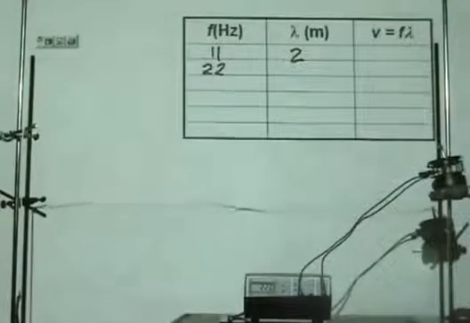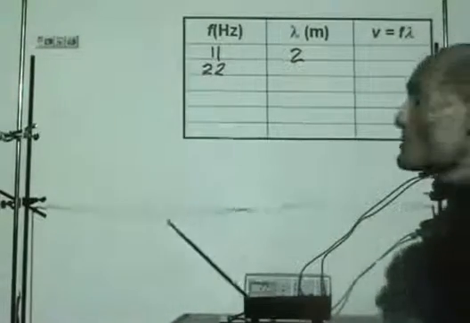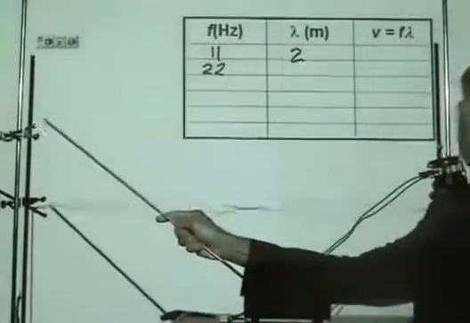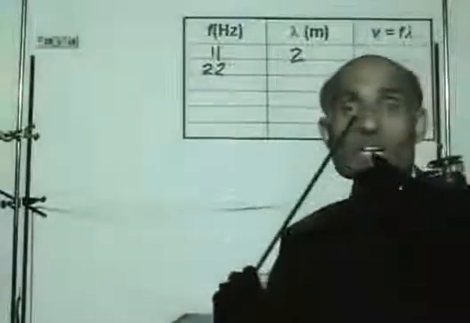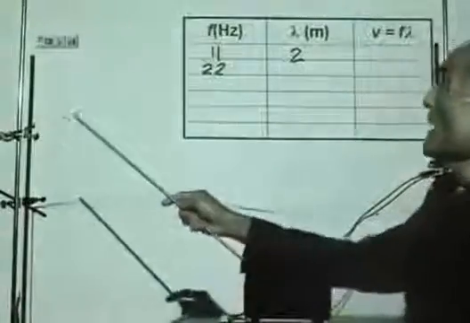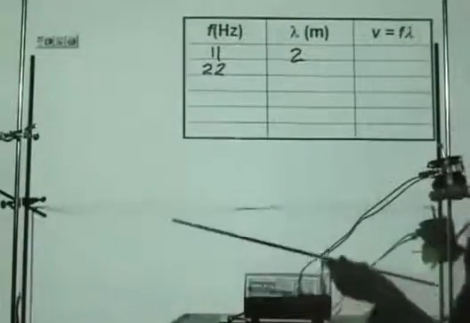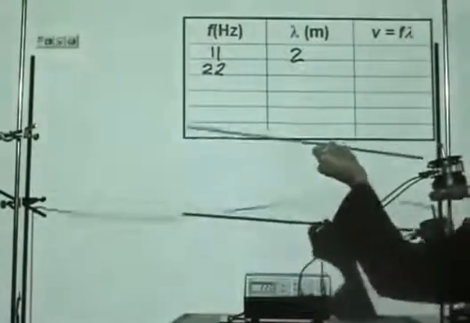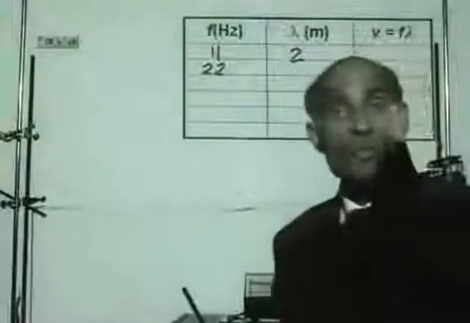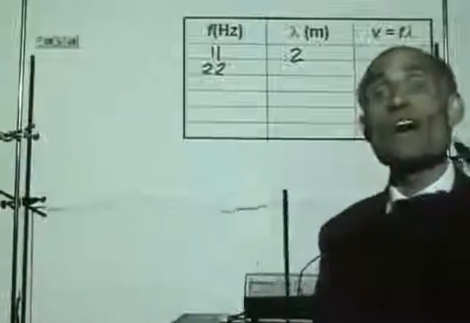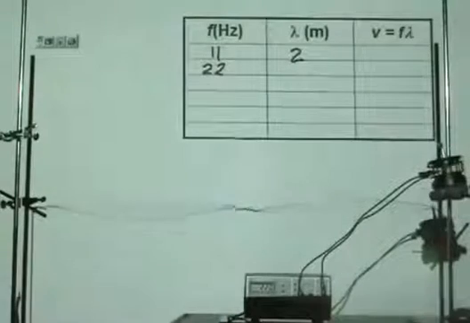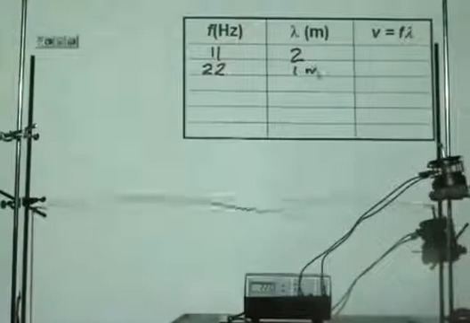Alright, what is the wavelength now? Can anybody tell me what is the wavelength? Now the string has a full wave, one full wave, a crest and a trough. So all I need to do to obtain the wavelength is to measure the length of the string, which is 1 meter. So the wavelength now is 1 meter. And now calculate the wave speed.